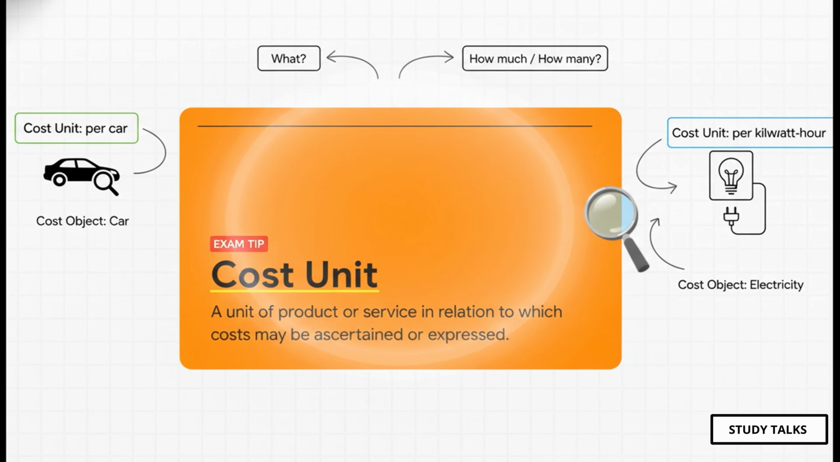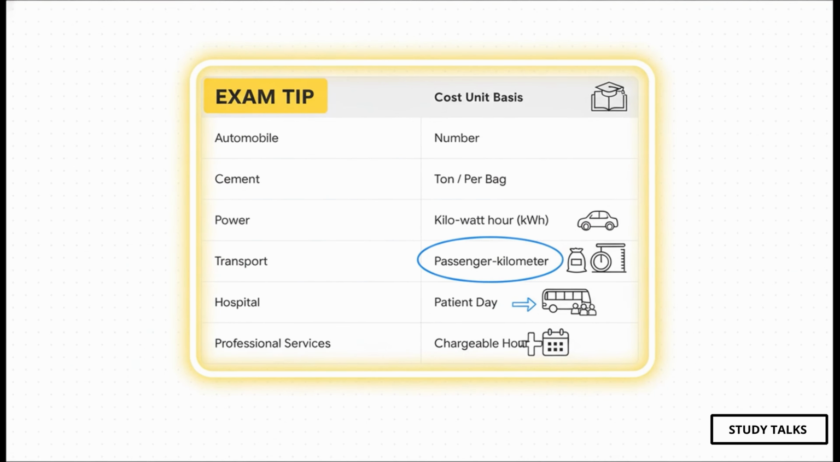Okay, so if the cost object is the what, then the cost unit is the how much. It's simply the unit we use to measure and express the cost of that object. It's really straightforward. If your cost object is a car, your cost unit is per car. If your cost object is electricity, your cost unit is per kilowatt hour. It's that simple.